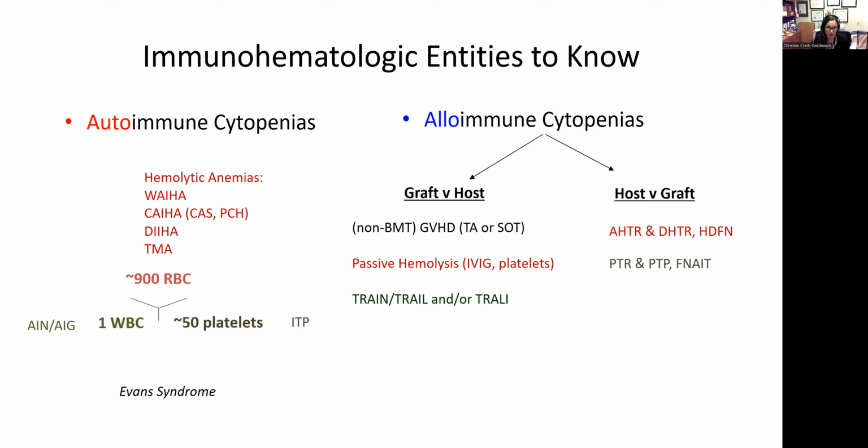Okay, so let's flip over to host versus graft. This stuff should be a little easier or a little more intuitive. If I give a patient a red cell and they have a rejection event of that red cell transfusion, that's an acute or a delayed hemolytic transfusion reaction depending on the timing. So acute if it's within 24 hours, delayed if it's after a day and within a 2 or 3 week period of that transfusion. So that's obviously your host's immune system rejecting what we've given.